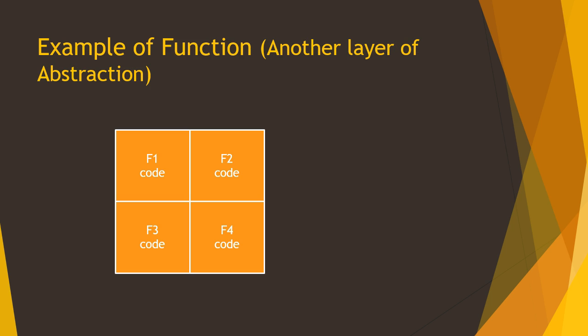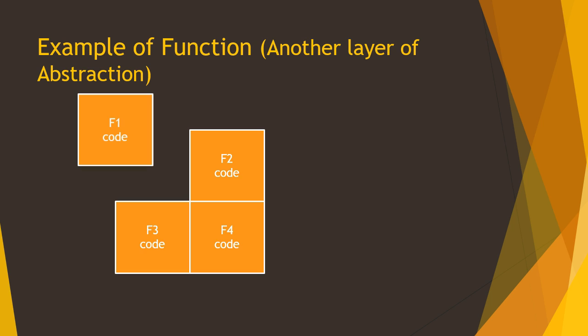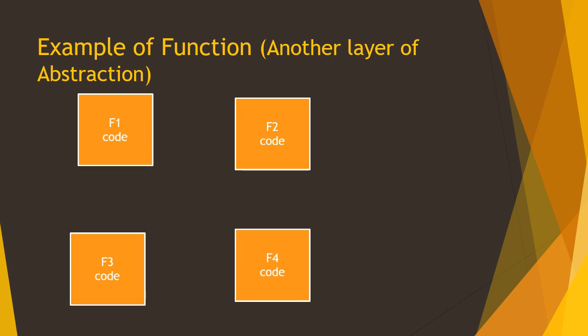Then we study another layer of abstraction called functions. We write the program in terms of mini programs called functions. In this figure, F1, F2, F3 and F4 are functions and they contain their own code. There are several advantages of writing a program in terms of functions or mini programs. For example, your program becomes modular or divided into logical units which are easier to understand. And the other advantage is reusability. You can call any function anywhere in your program as many times as you want.